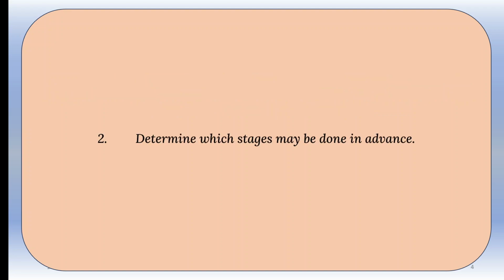Number two, determine which stages may be done in advance. Not all the stages can be done in advance. Some of the stages, like making of stock, can simply be done beforehand. Very simple example I am giving. Fabricating the meat and marinating it can also be done beforehand, and it can be stored rightly at the right temperature, in the right place of the refrigerator. So this you have to determine.